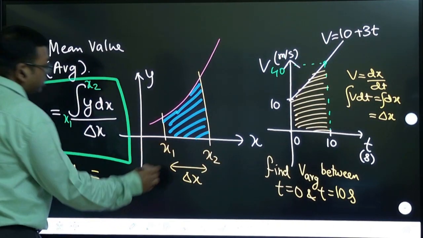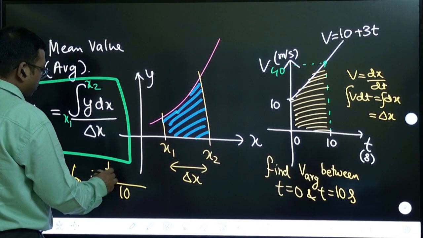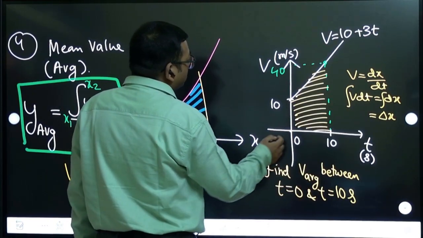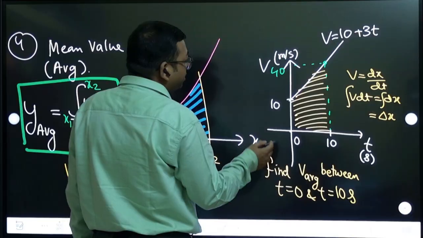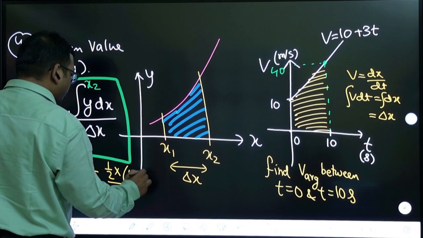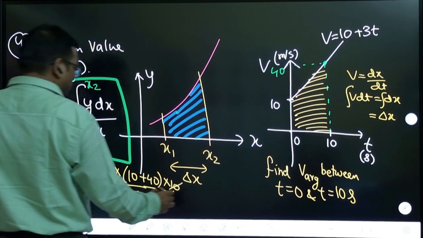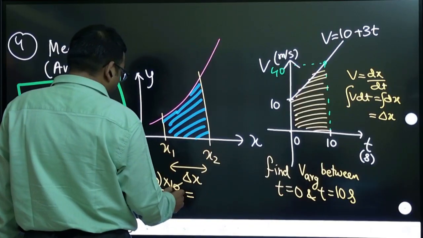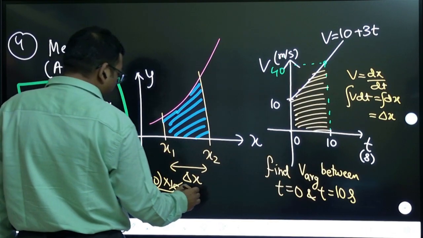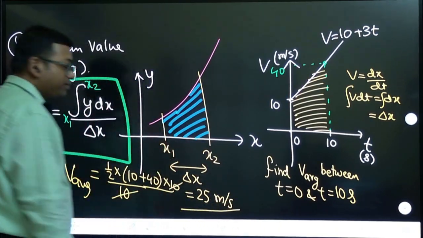The time interval we already know is 10 seconds, and the area under this graph you can calculate. This is a trapezium, no? Half into the sum of parallel sides into height. Parallel sides are 10 plus 40, into the height, which is 10. So here you can see this becomes the mathematical average of the velocity, 10 plus 40 by 2, 50 by 2, 25. Are you clear about this?